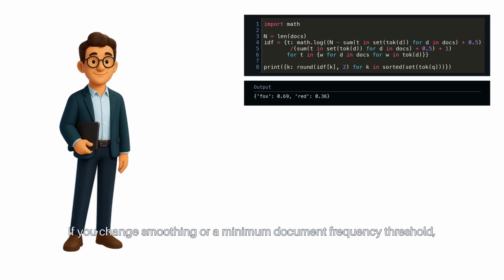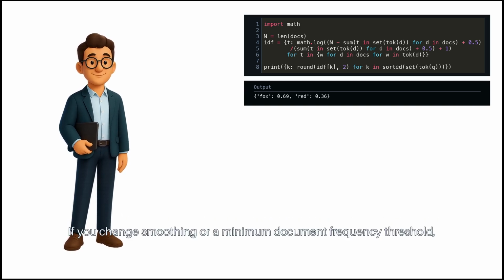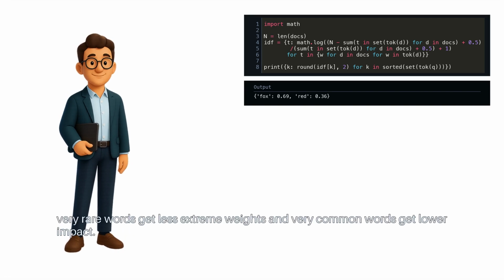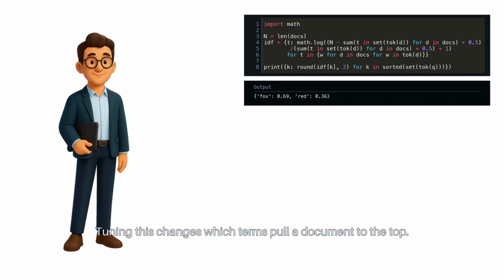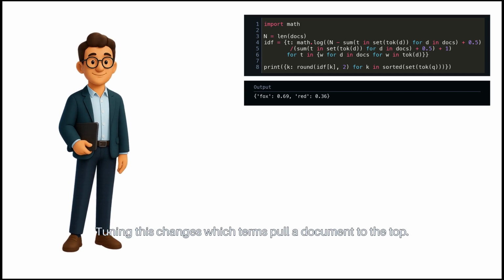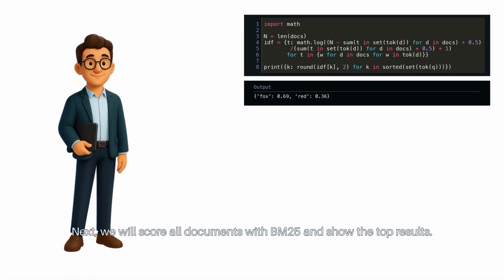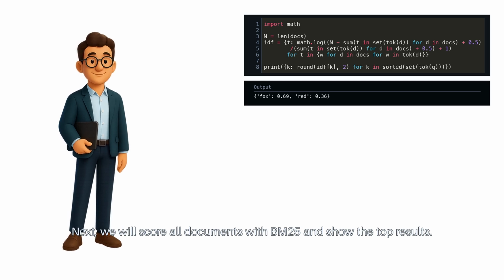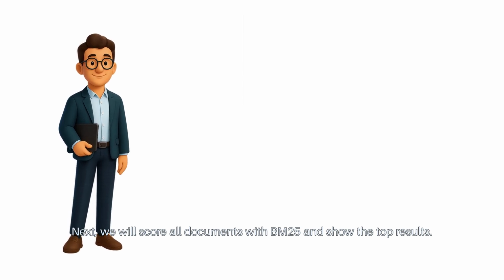If you change smoothing or a minimum document frequency threshold, very rare words get less extreme weights, and very common words get lower impact. Tuning this changes which terms pull a document to the top. Next, we will score all documents with BM25 and show the top results.